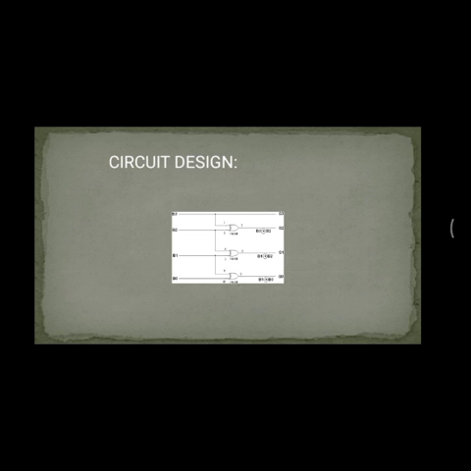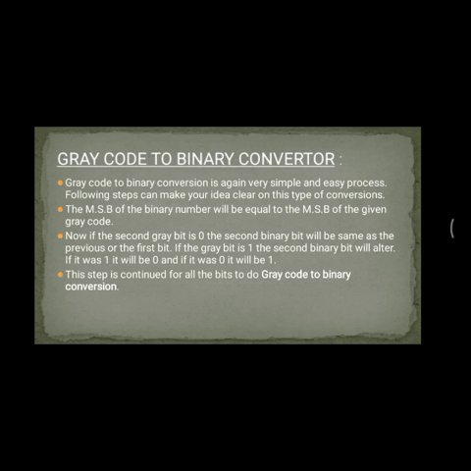Now we are going to see how to convert gray code to binary. Gray code to binary conversion is again a very simple and easy process. The following steps can make your ideas clear on this type of conversion. The MSB of the binary number will be equal to the MSB of the given gray code.